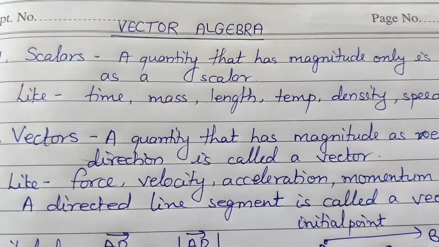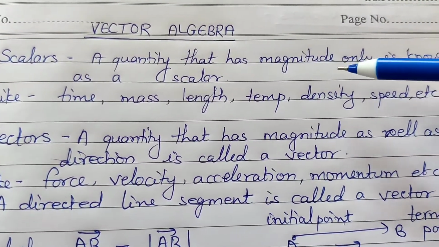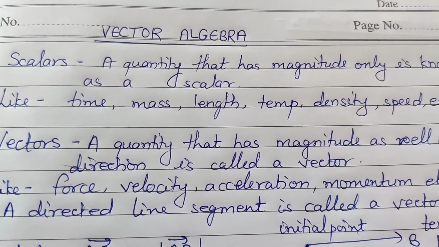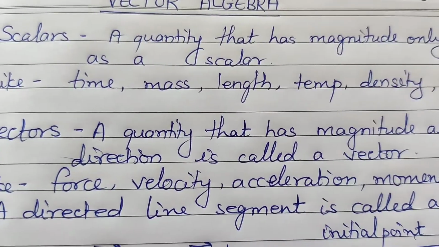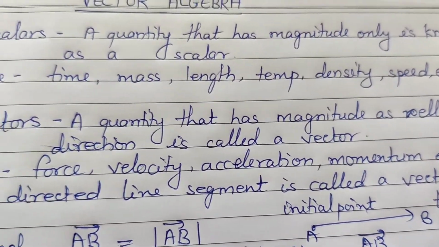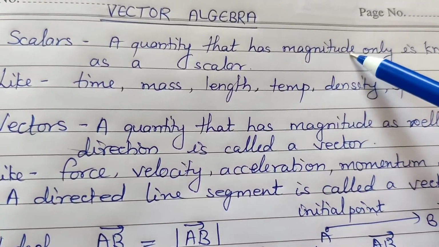The scalar quantities are those that have only magnitude, known as scalars. Only that has the magnitude, like time, mass, length, temperature, density, speed, etc. Only magnitude, only the value.